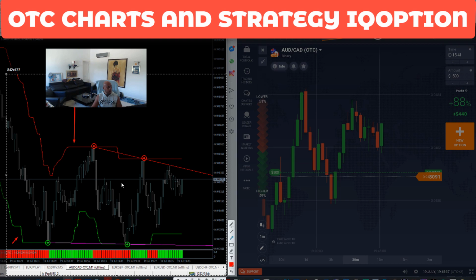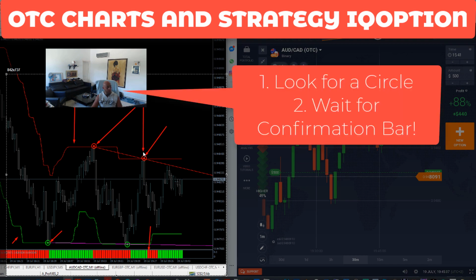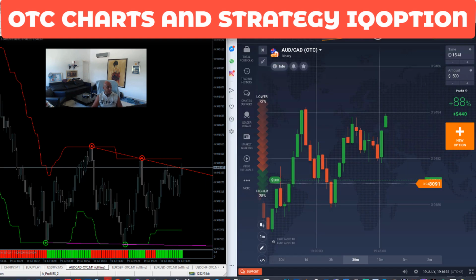We see our channel and we have circles, red circles and green circles. What is the red circle? When the red circle is coming, we look for a down trade. When the green circle is coming, we look for an up trade. Okay, we have the red circle here. Then we must wait for a confirmation here above, that a red bar is also coming. So first we look for the red circle for a down trade, and second for the bar that confirms the down trade. So let us do one trade now.